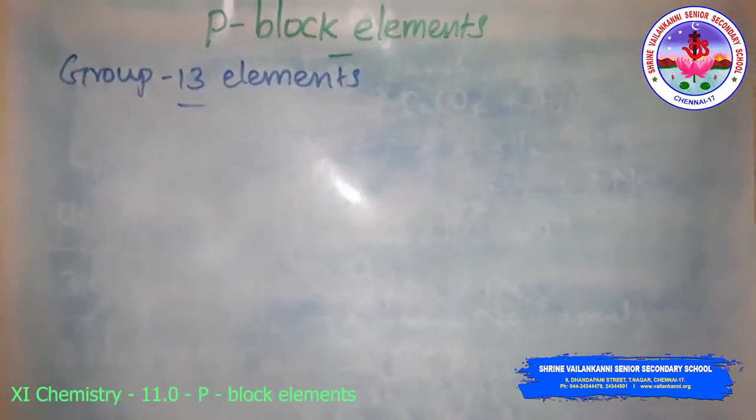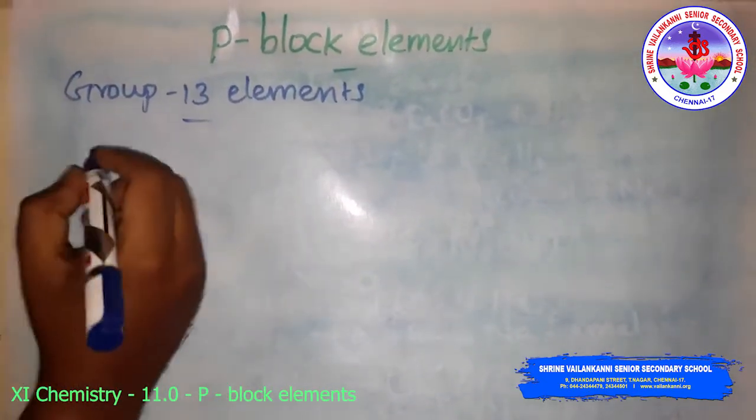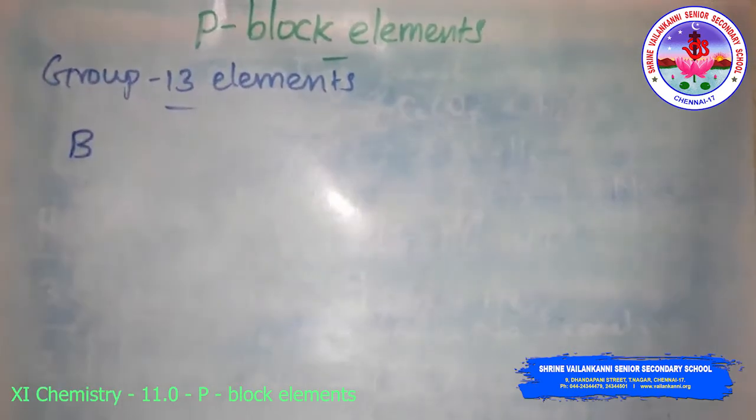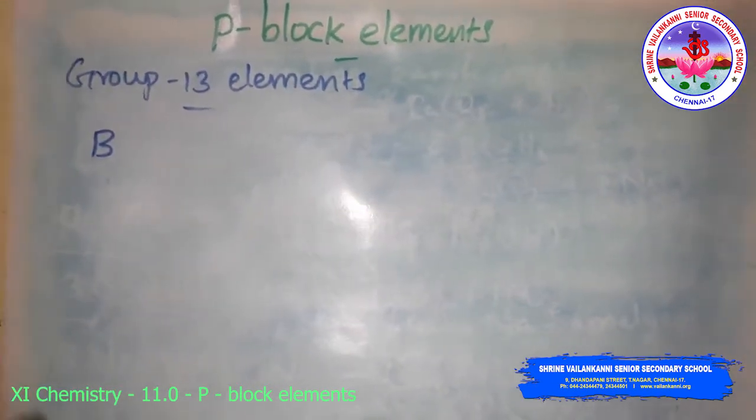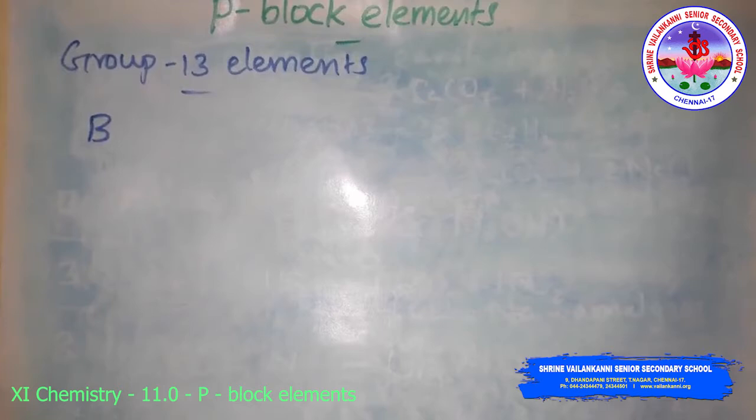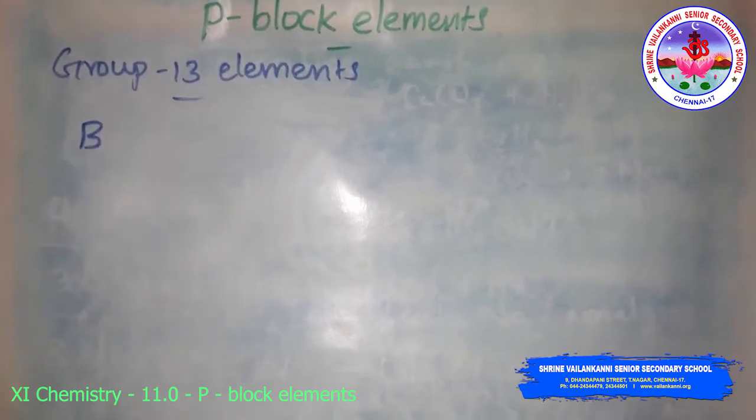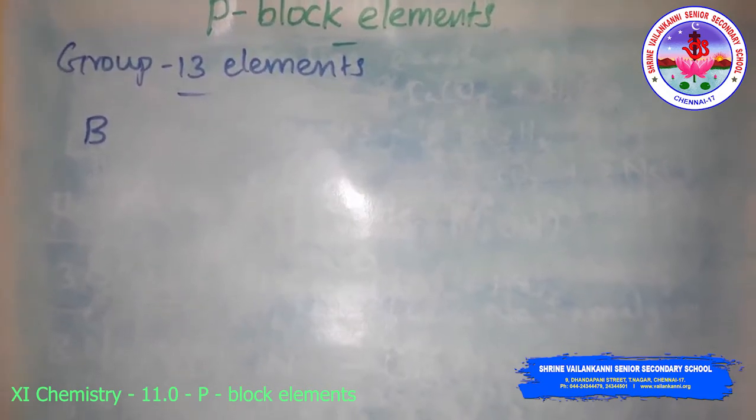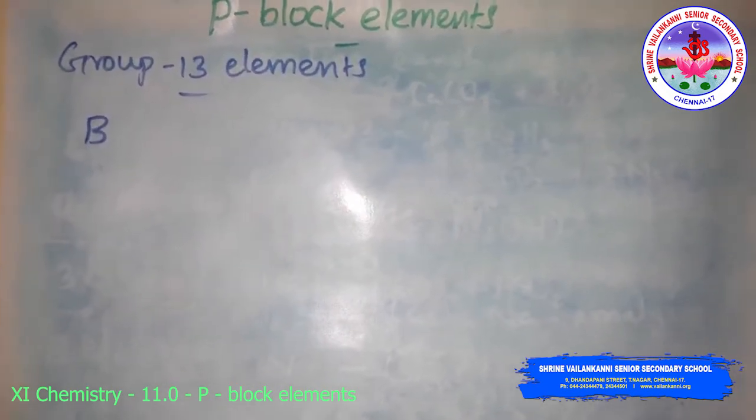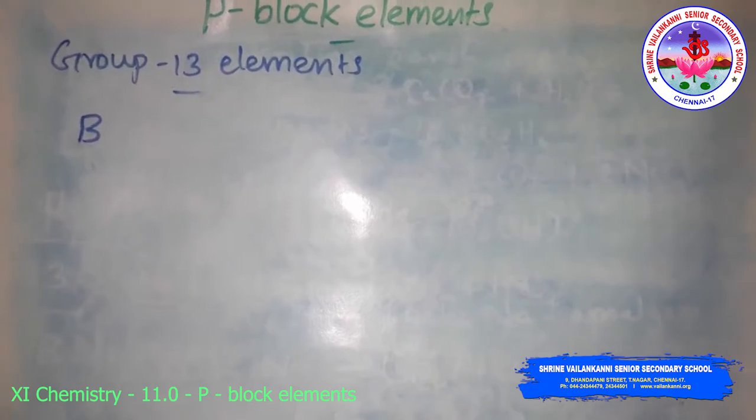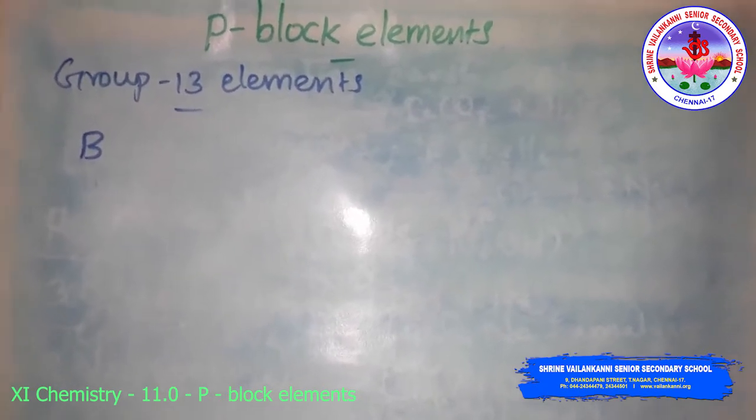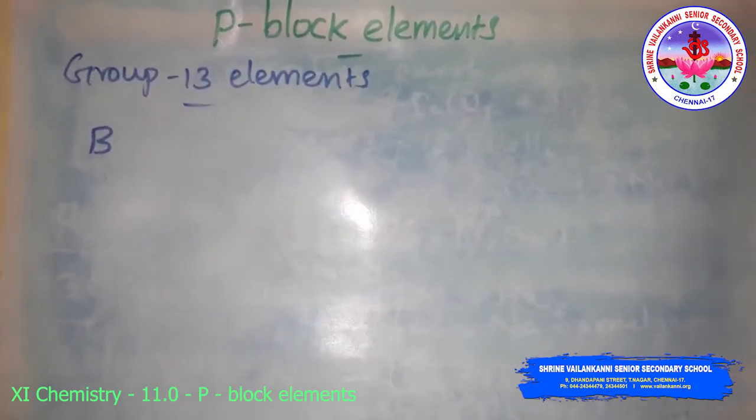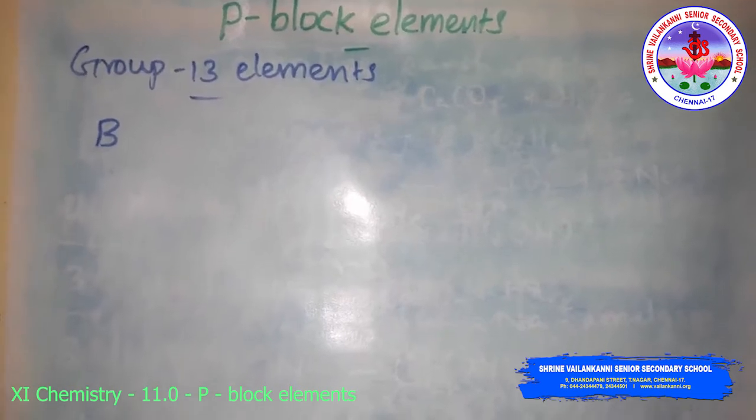In group 13 we are going to discuss the boron family. Boron is a typical non-metal. Aluminium is a metal but shows many chemical similarities to boron. Gallium, indium and thallium are almost exclusively metallic in character.